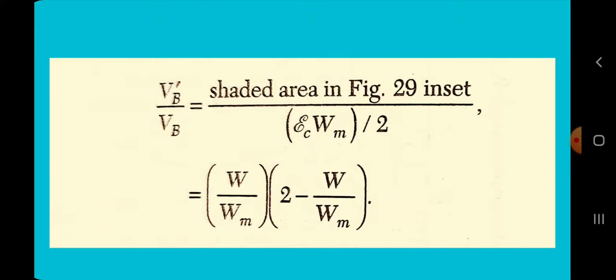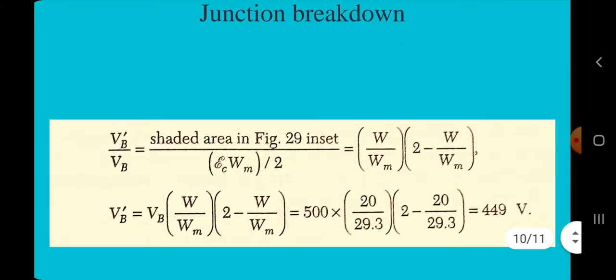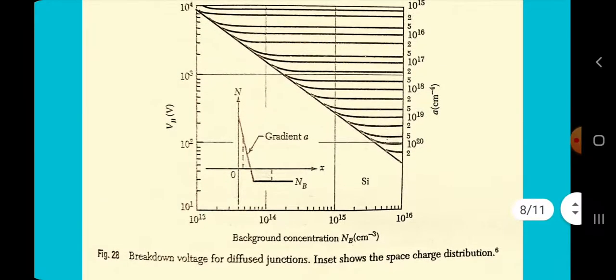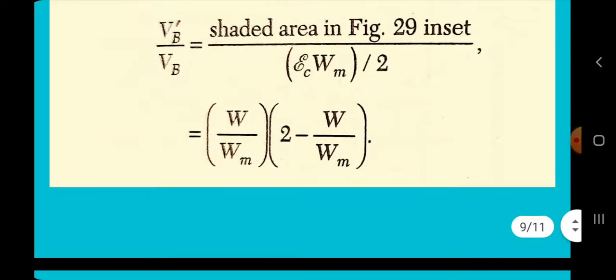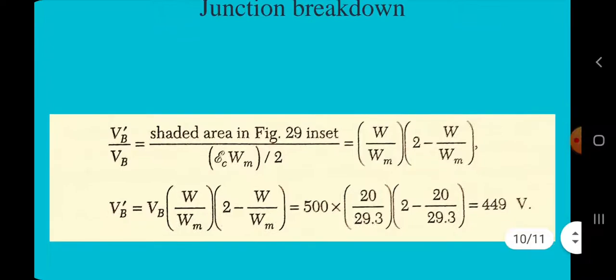For a given thickness, the breakdown voltage approaches a constant value as the doping increases. When the N type region reaches 20 micrometers, the punch through will occur first. So we can obtain VB dash by VB. This is equal to the shaded area in the diagram shown over here in the inset, divided by EC W by 2. This is equal to W by Wm into 2 minus W by Wm. So VB dash can be written as VB into W by Wm into 2 minus W by Wm, which is nearly equal to about 449 volts.